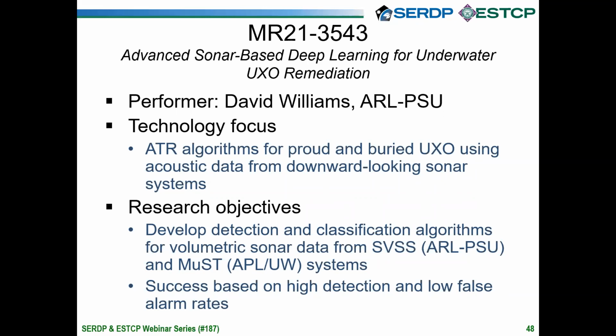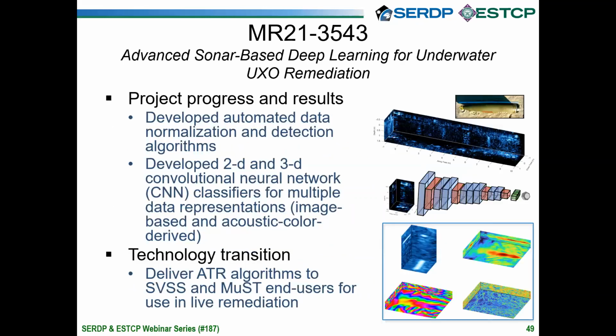and the goal is to try and develop ATR systems to provide high probability of detection and classification with low false alarm rates, with an eye towards evaluating the performance of his system on field data collections and demonstrations. His recent results are focused around the fact that both two-dimensional and three-dimensional convolutional neural networks have been designed for multiple data representations.